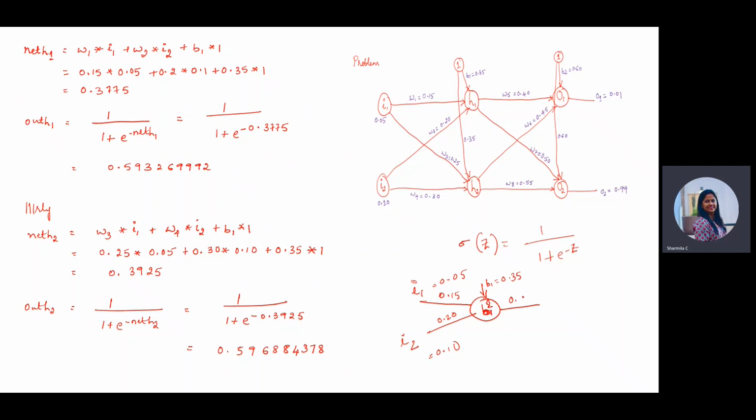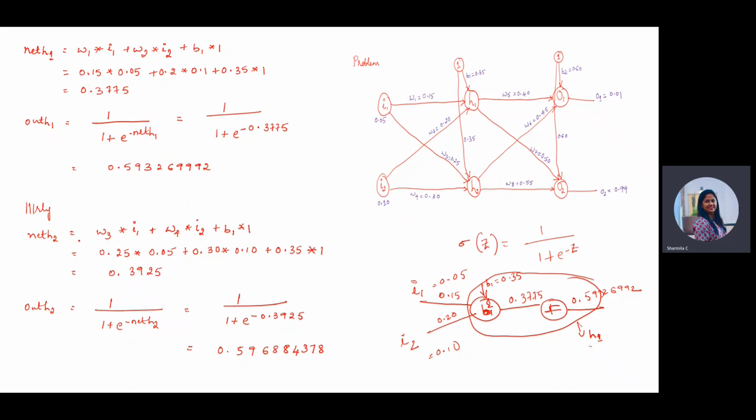It is 0.3775. It is given through the activation function. The function we are using is the sigmoid activation function. From this, the output we are getting is what? It is 0.59326992. This is the output obtained from the neuron H1. So this is the complete operation performed at the neuron H1.